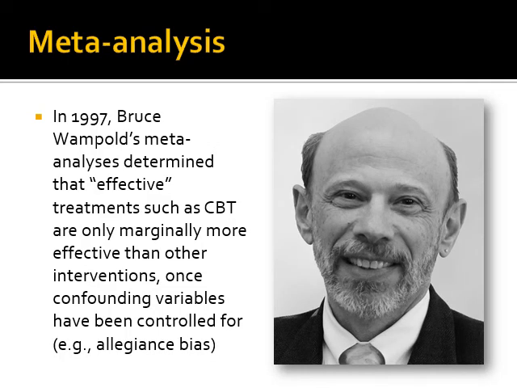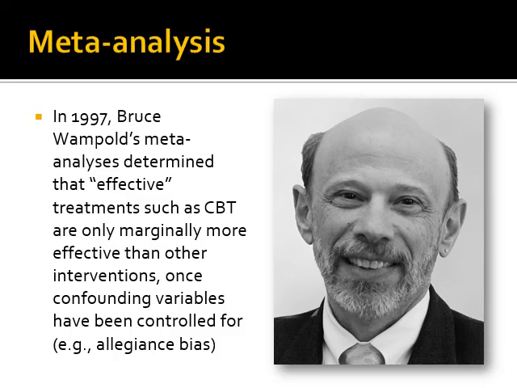About 20 years later, Bruce Wampold's meta-analyses determined that effective treatments, or quote-unquote effective treatments, such as CBT, are only marginally more effective than other interventions once confounding variables have been controlled for. So, for example, allegiance bias.